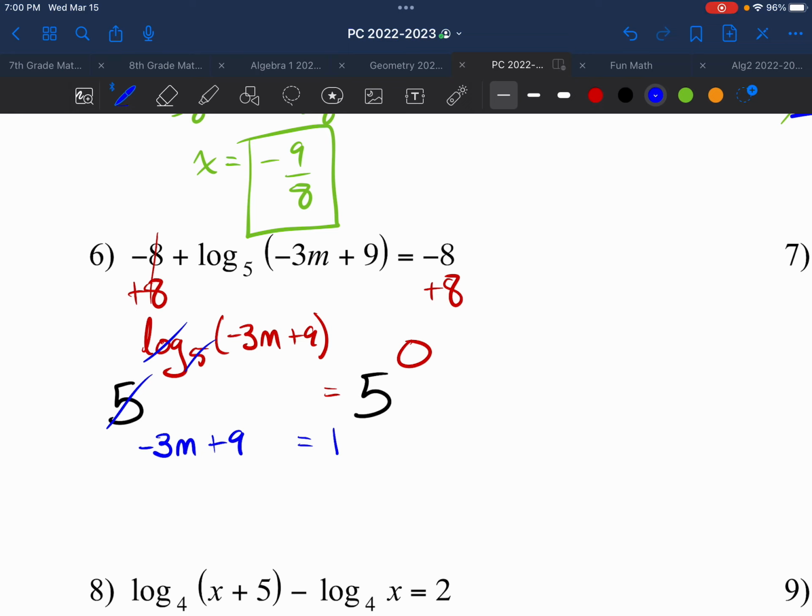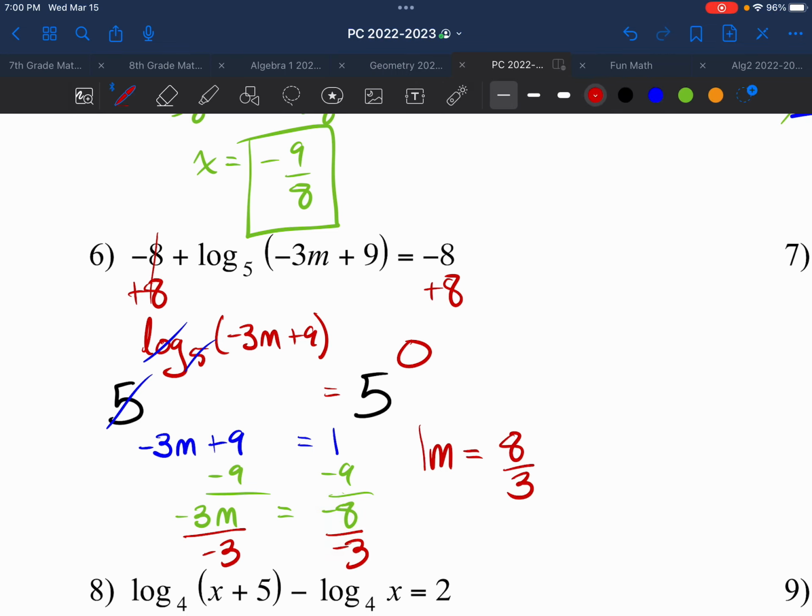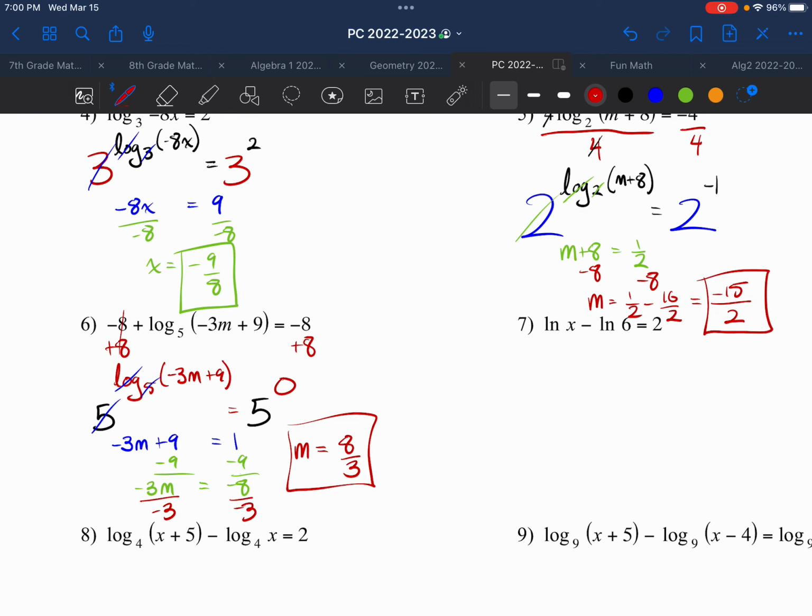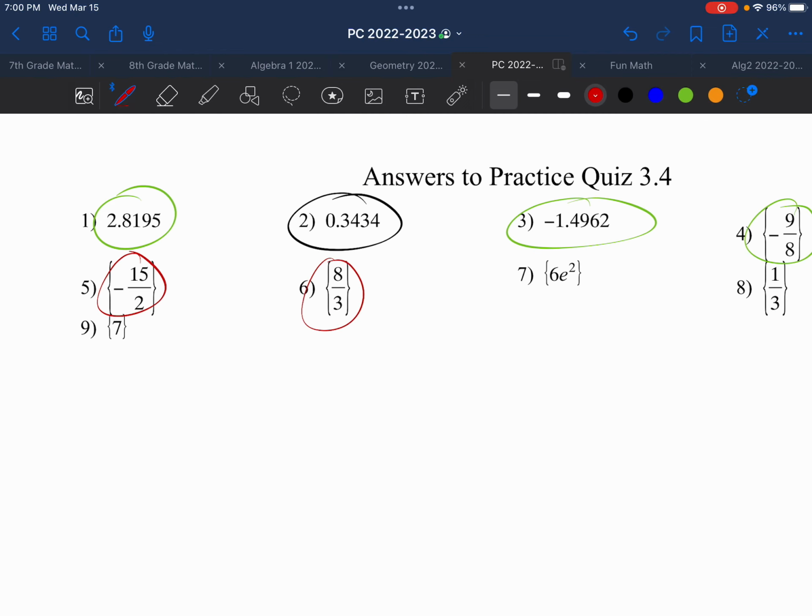And then I solve. So from here, I'm going to subtract 9, and I get negative 3m is equal to negative 8. And then from here, I'm going to divide by negative 3, divide by negative 3, and I get m by itself is equal to, okay, careful, negative divided by negative is a positive, so it's going to be a positive 8/3 for our final answer. Let's check. 8/3 for number 6. We're on a roll.